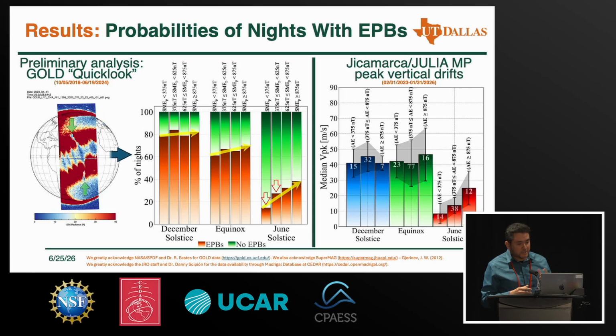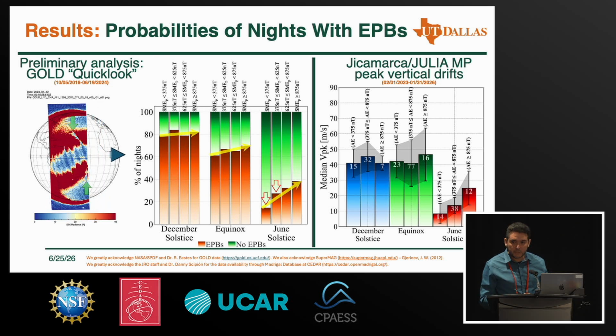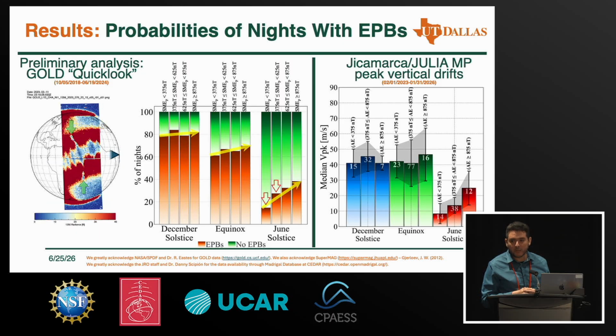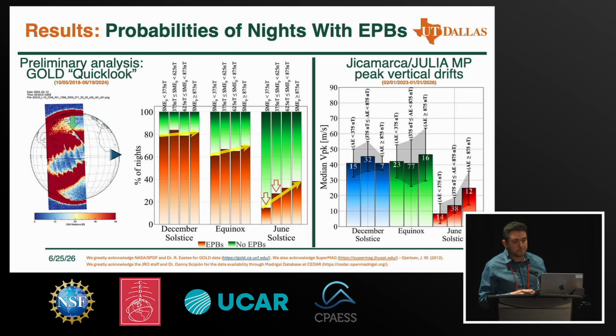For equinox, if you look at the yellow arrow, the arrow is highlighting the trend. If you look at the equinox, the trend increases a little bit, but definitely on June solstice, you can see that the trend is there. As we increase the geomagnetic activity, we have more and more occurrences of equatorial plasma bubbles. And the sharpest increase happens when we change from quiet to mild geomagnetic activity.